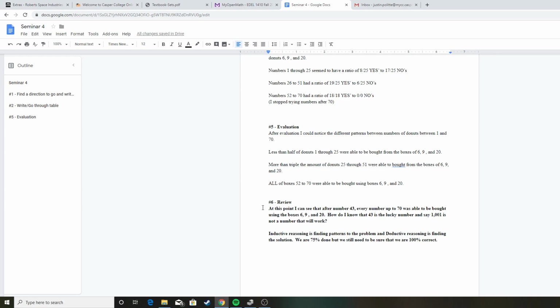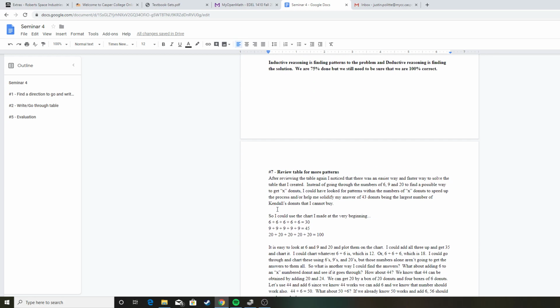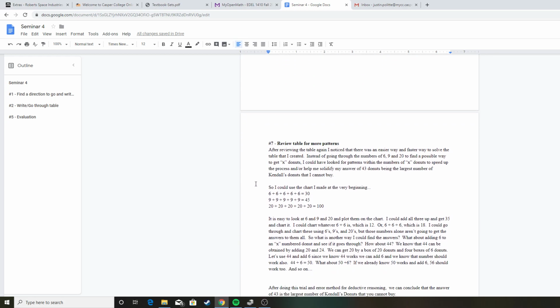How do I know that 43 is a lucky number and say 1001 is not a number that will work? Inductive reasoning is finding the patterns to the problem, and deductive reasoning is finding the solution. So we are 75% done with the problem. We still need to be sure that we are 100% correct. Number 7, review table for more patterns.